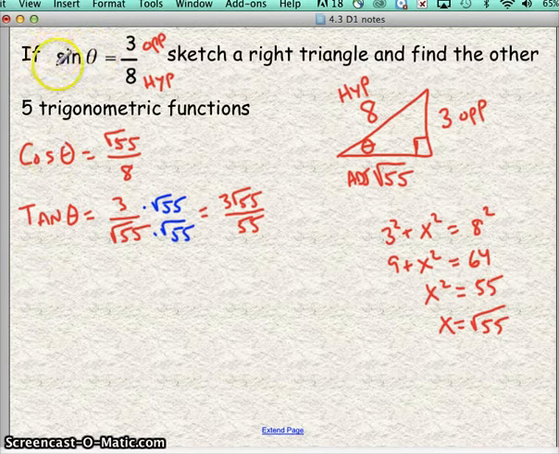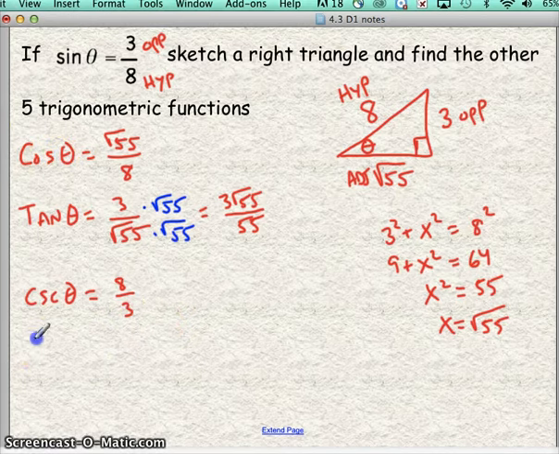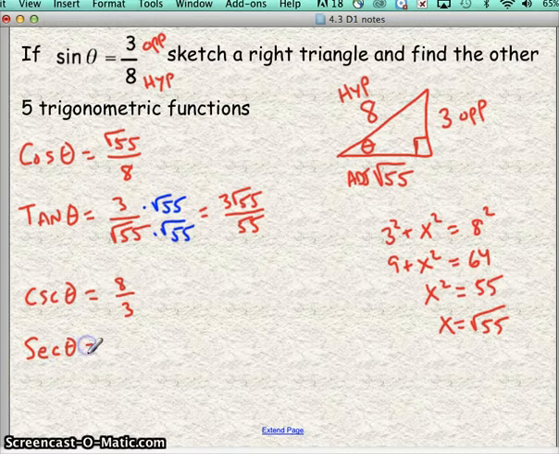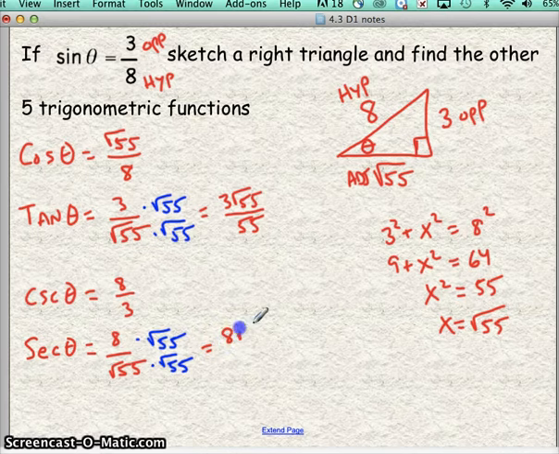Which function is the reciprocal of sine? That's cosecant. So we're going to just flip this and get 8 over 3. Which function is the reciprocal of cosine? That's secant. So we're going to flip this fraction, which would be 8 over square root of 55. And again, we're going to have to rationalize the denominator, multiply by square root of 55 on top and bottom. So we'll get 8 square root of 55 over 55.